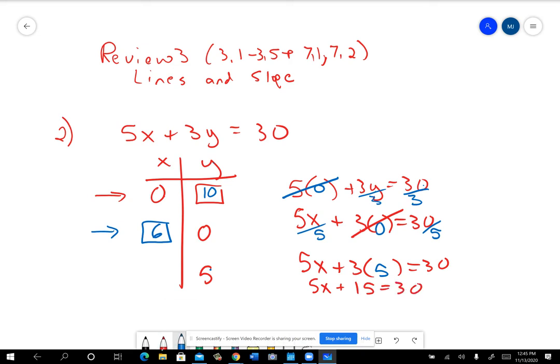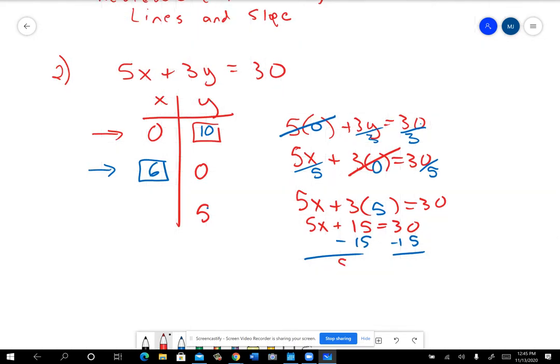And so this is why chapter 2 was so important. You're going to come in and subtract 15 from both sides, wind up with 5x being 15, divide by 5, and you find out that your x would have to be 3. So this should be 3 right here. Okay. All right, so that's how you would do number 2. That's all they wanted on that one. On later problems, they ask you to go on and graph.